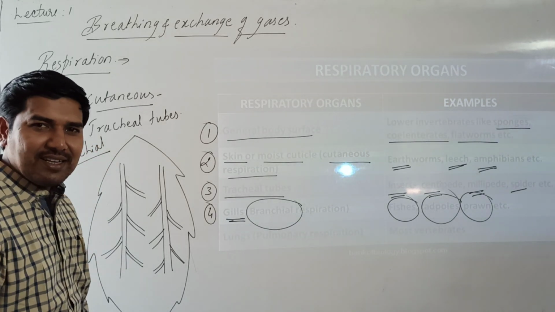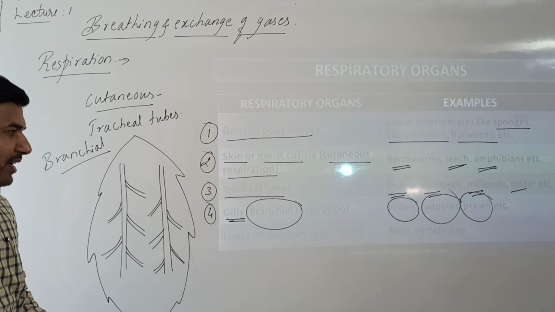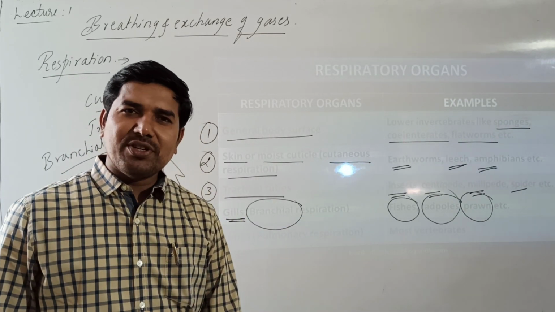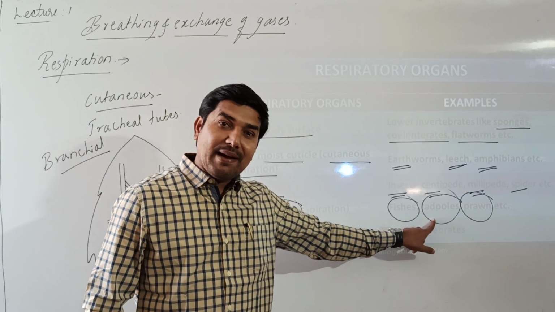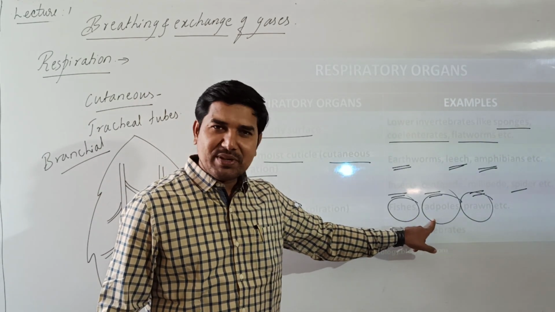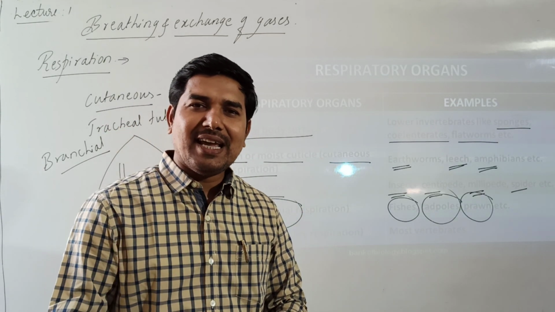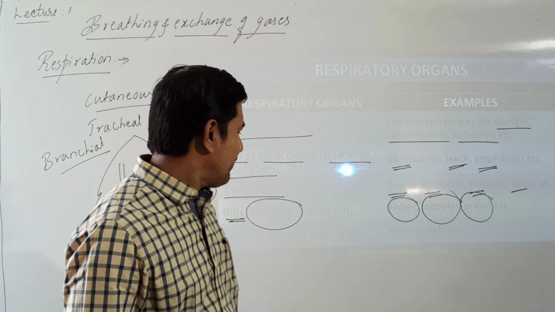Respiration through the gills is called branchial respiration. It is most commonly found in almost all the fishes, amphibian tadpole larvae, where they are present in water, and in the prawns, because the prawns are also present in aquatic water bodies.